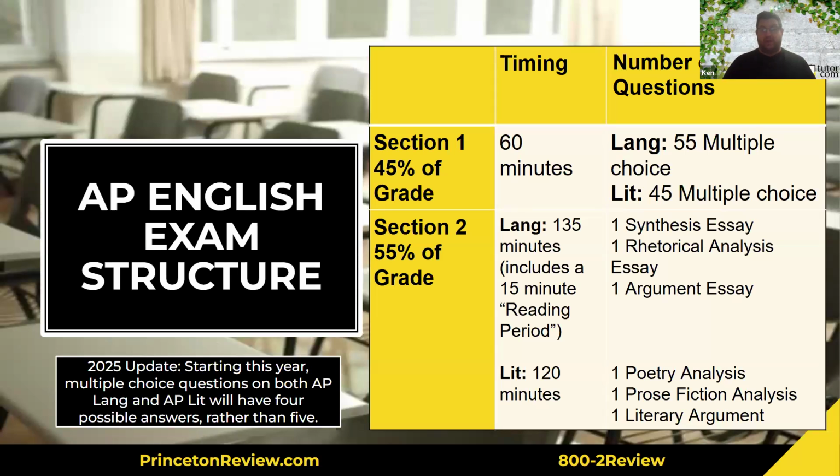You just get 2 hours. You get 1 poetry analysis essay, which is like doing rhetorical analysis on a poem. You have a prose fiction analysis essay, which is doing rhetorical analysis on a piece of fiction. And then you have a literary argument, which is, again, a prompt where you're making an argument, but you are using excerpts. You're using your own knowledge of examples from English literature.